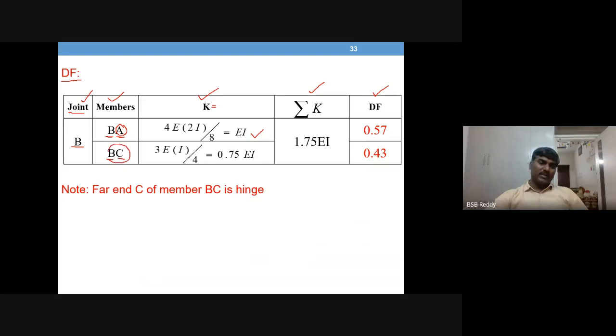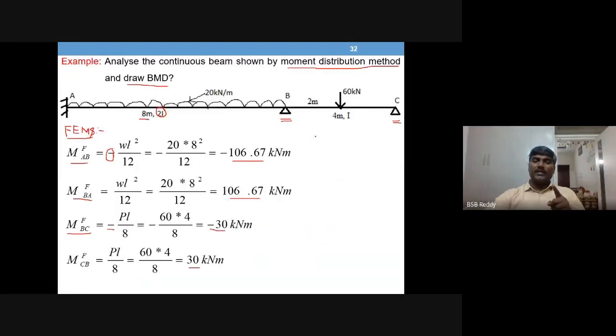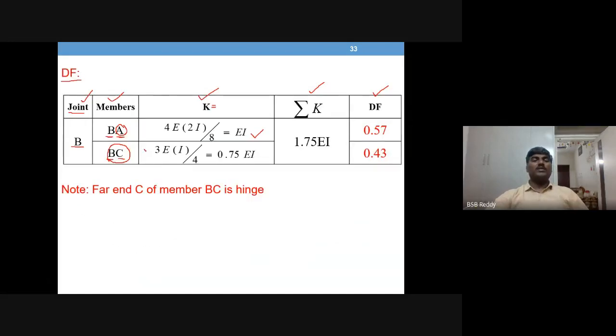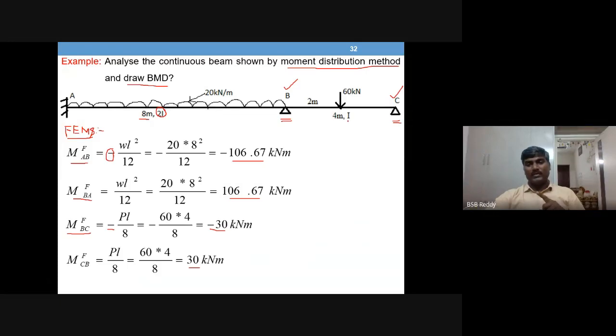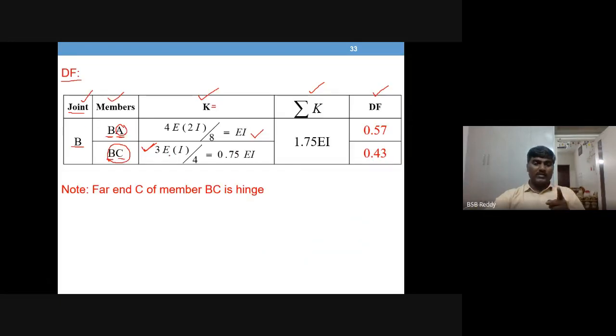When you take BC, B is near end, C is far end. So far end is a hinge. Okay. For BC, joint B is near end, C is far end, far end is hinge. When far end is hinge, what is the change? Stiffness of the member is not 4EI by L, it is 3EI by L. Okay. So 3EI by L, span 4 meters, I is I. Okay, this is a change. Got it? There is a change here.